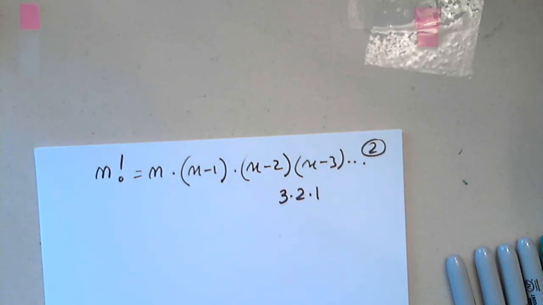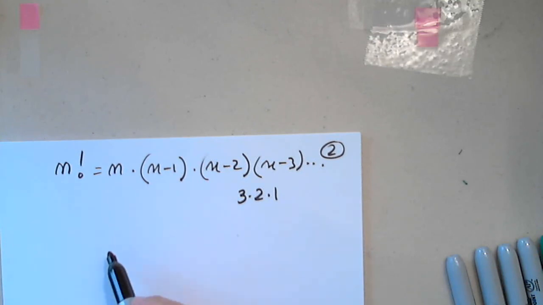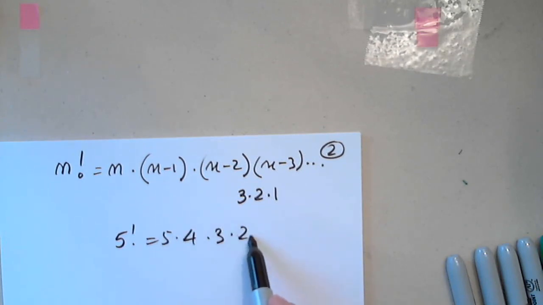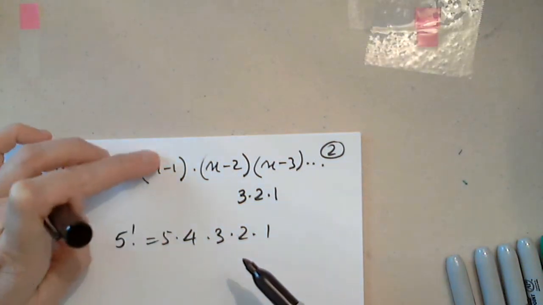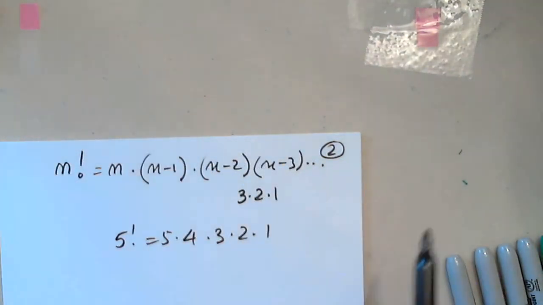So I just want to make sure I understand this. If we were using the 5 factorial again, we did 5 times 4 times 3 times 2 times 1, right? Yeah, so this is 5, this is 4, this is 3, this is 2, and the next one is 1, and I have to stop.